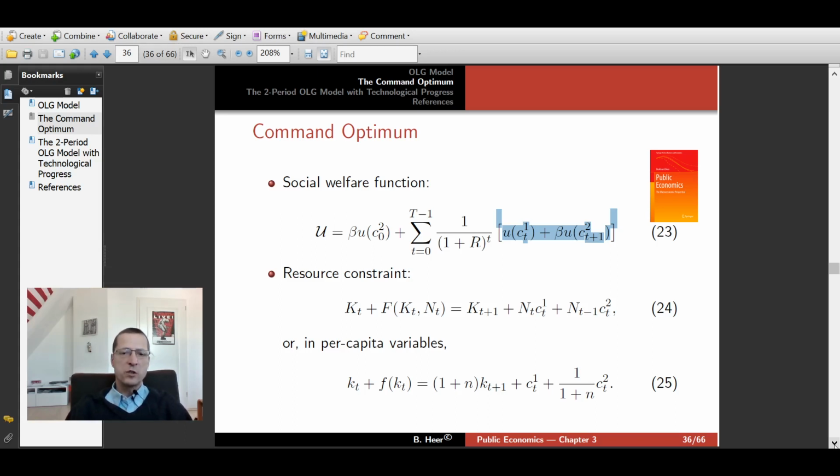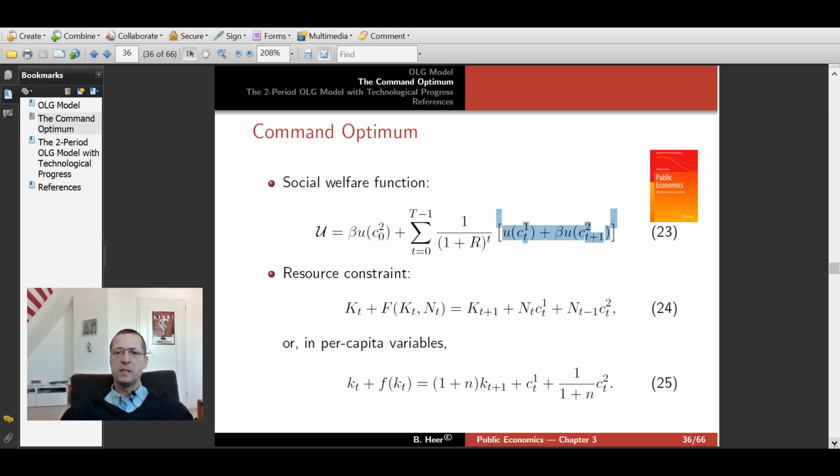And the production with the help of capital K and labor N. So this is F of K, N describes total production. N is equal to the number of young people, and since they all work 1 unit, it also describes total aggregate labor supply. Remember that the old people do not work. Now, total production and what's left of the capital stock can be allocated to either the next period capital stock, K_{t+1}, or to consumption.